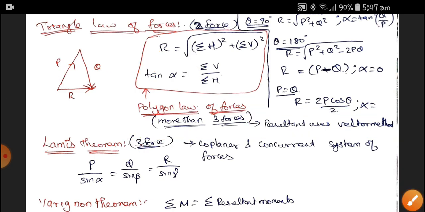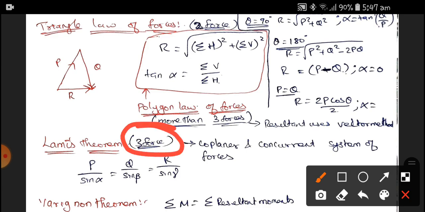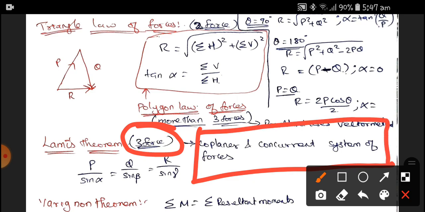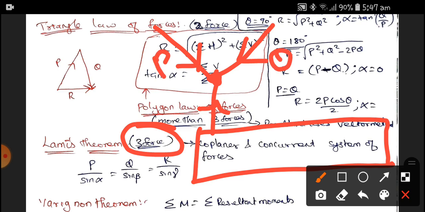And next one is Lami's theorem. Lami's theorem is also for the three-force system, where the condition is that the three forces must be a coplanar and concurrent system of forces. What is meant by coplanar? The three forces should act in the same plane. What is meant by concurrent? The forces should meet at a point. Let me say these are all the forces acting on a body, meeting at a point. Therefore, these are P, Q, and R.